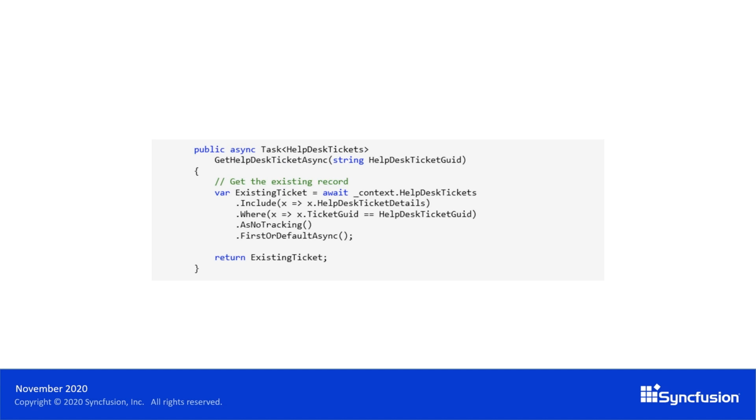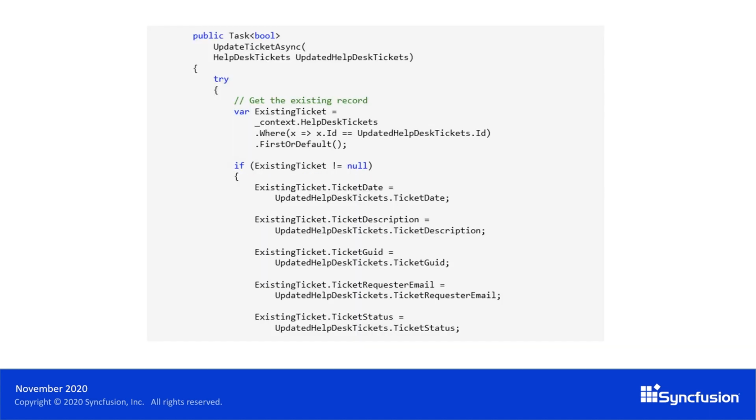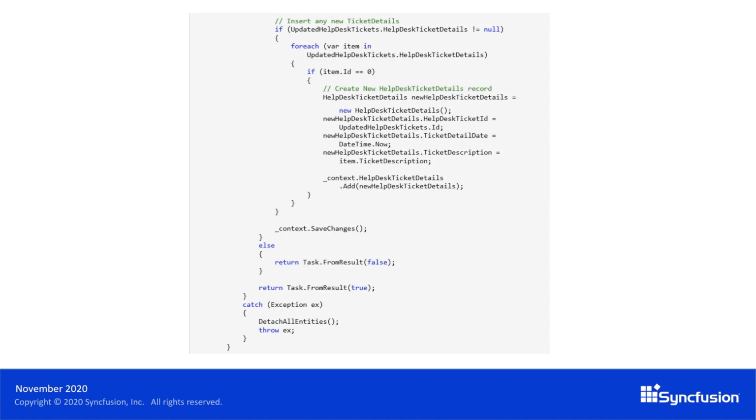This right here will get a single help desk ticket. This method will create a new help desk ticket. To update help desk tickets, this method simply retrieves the existing help desk ticket, sets all the properties, and then it continues here, where if there are help desk ticket details, it'll loop through each help desk ticket detail, it'll update those properties, and then finally, this context save changes just causes the changes to be saved. So the code is pretty straightforward and simple.